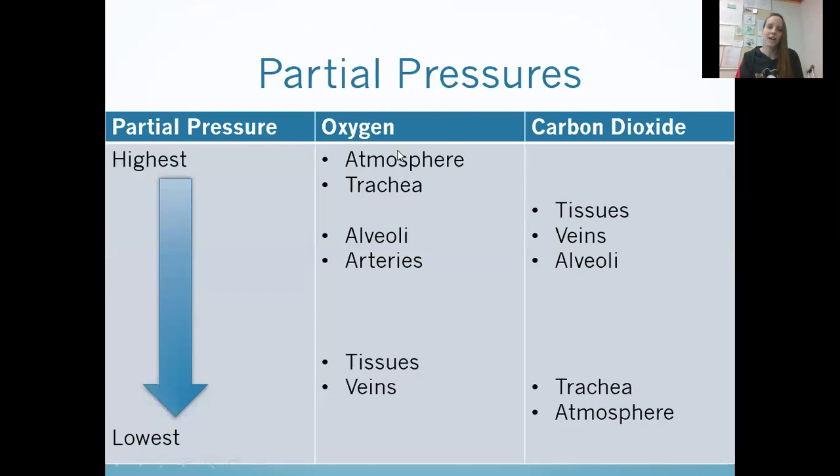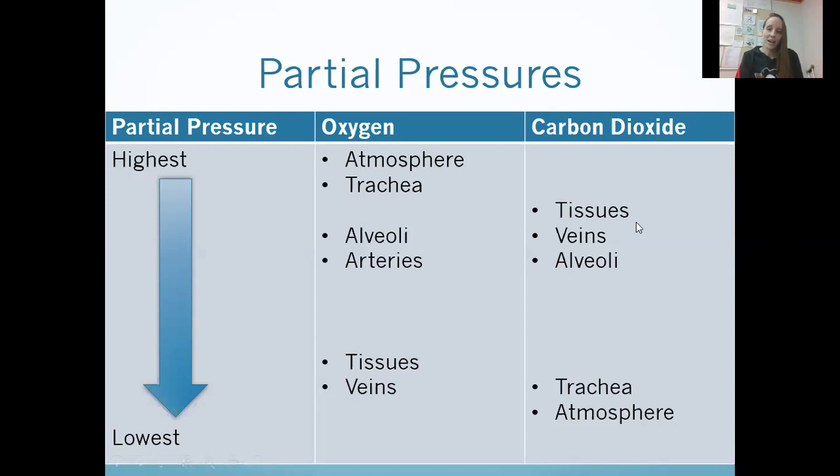So for oxygen, highest partial pressure is in the atmosphere, then the trachea, then the alveoli of the lungs, the arteries, and then the tissues where the oxygen actually ends up and gets used. And then of course it's also very low in the veins because the blood is deoxygenated.